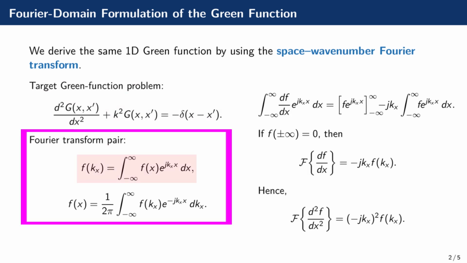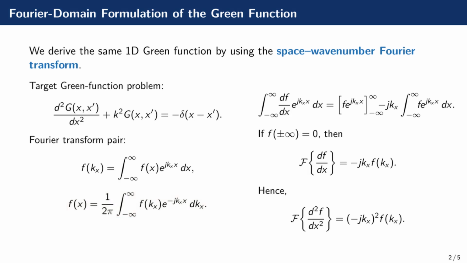A spatial function can be transformed into its wave number spectrum, and the original function can be recovered by the inverse transform. Next, we need one important property. What happens when we Fourier transform a spatial derivative? If we Fourier transform the derivative of f with respect to x and integrate by parts once, we obtain the following equation. Here, the function vanishes at plus and minus infinity, so the first term vanishes, and the second term is equal to f tilde of k_x multiplied by minus jk_x.